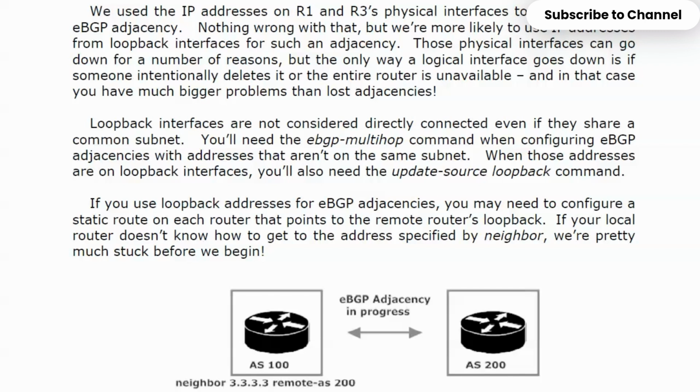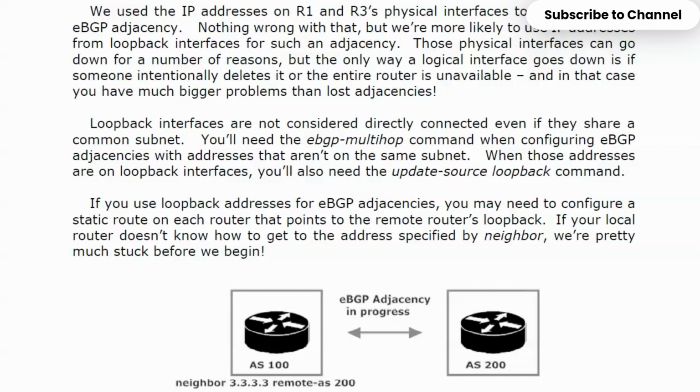Now, there's nothing necessarily wrong with using physical interfaces to create BGP adjacencies. But in production networks and in labs, you're more likely to use IP addresses from loopbacks because physical interfaces can go down for a number of reasons, but the only way a logical interface really goes down is if someone intentionally deletes it or the entire router is unavailable. In that case, you have much bigger problems than lost adjacencies.